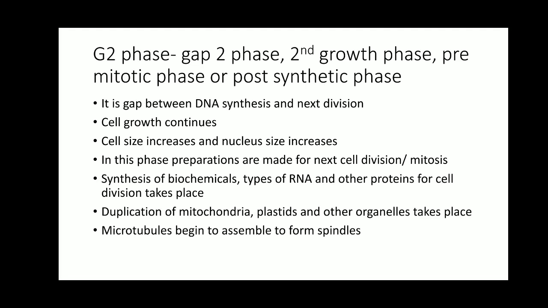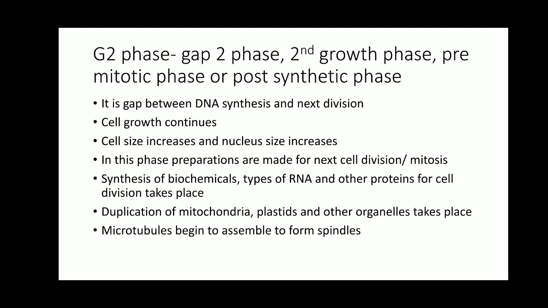As well as the mitochondria and the plastids and other cell organelles, duplication is also going to take place in the cytoplasm in G2 phase. So in this phase, the preparations are made for the next cell division or mitosis. In G1 phase, the preparations are made for the DNA synthesis or the S phase, but in G2 phase, the preparations are made for the mitosis phase or the next cell division phase.